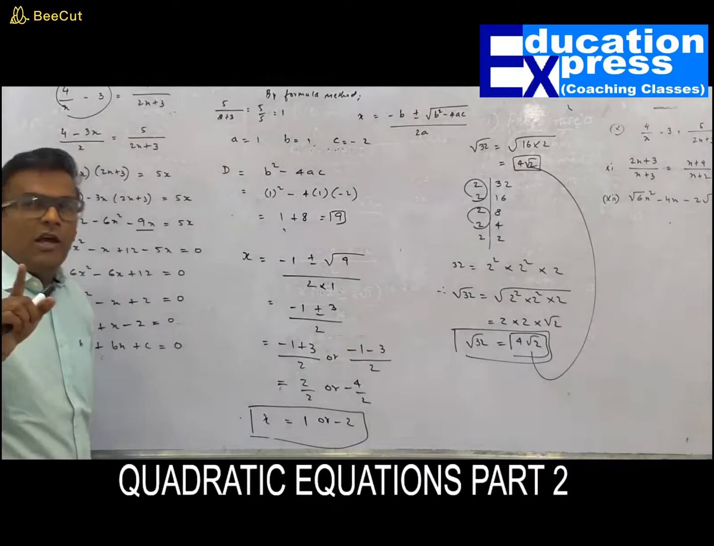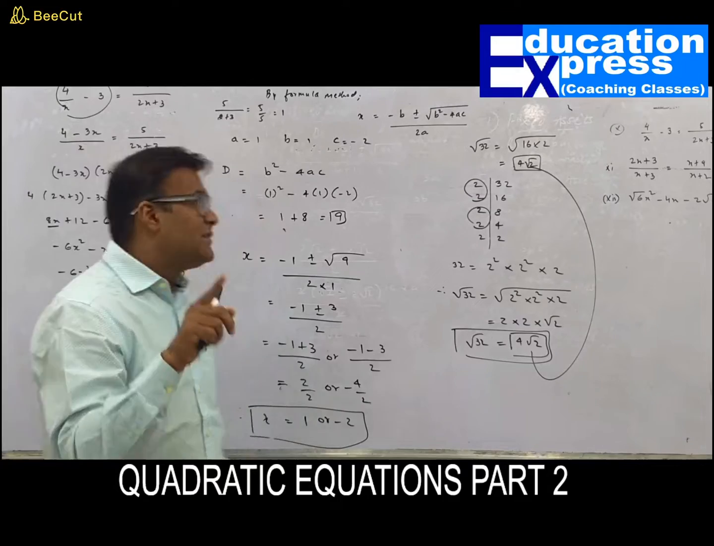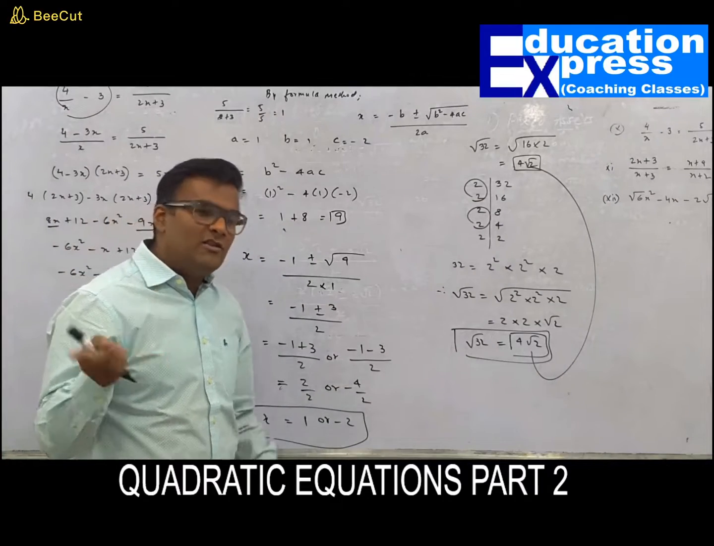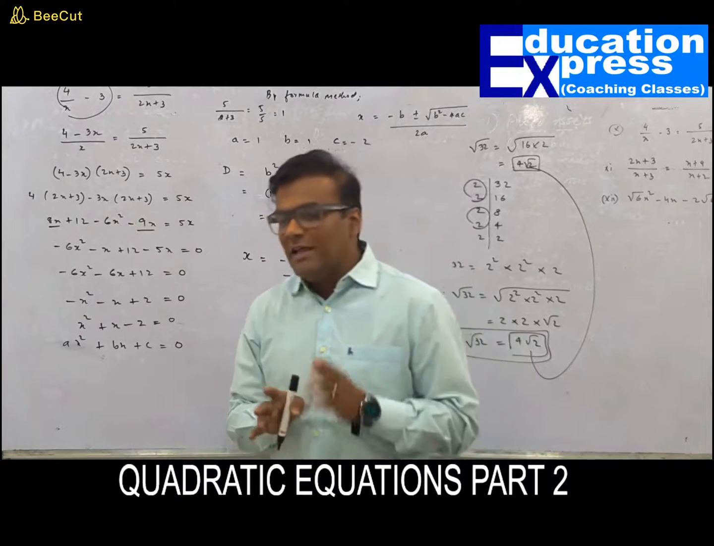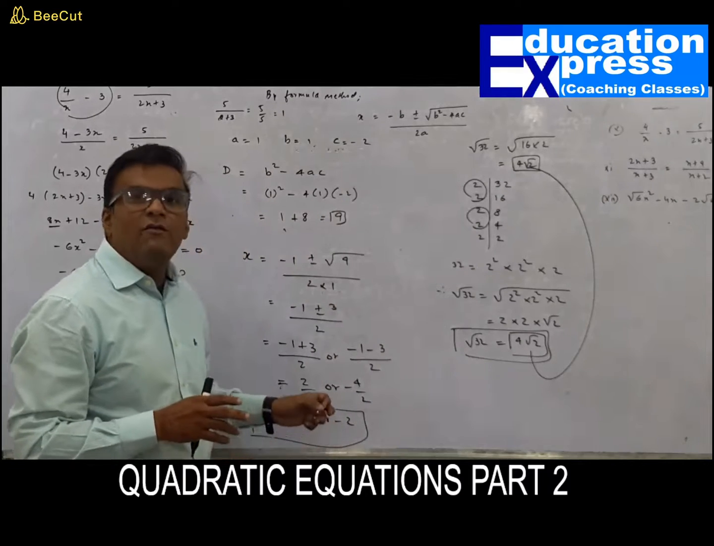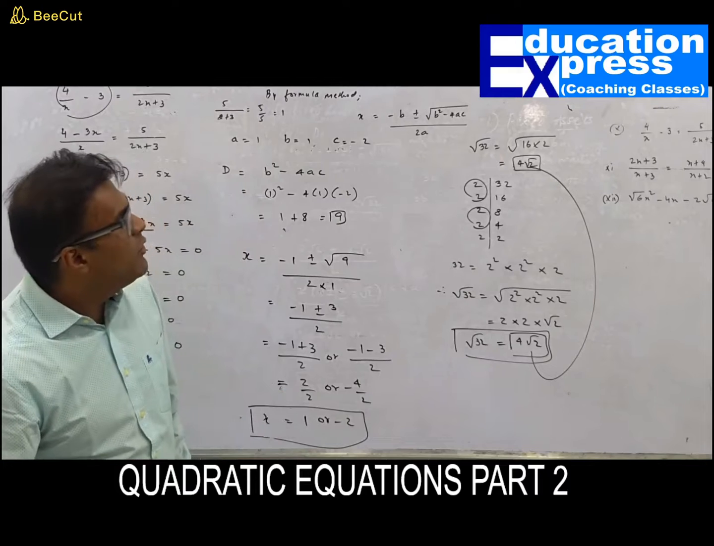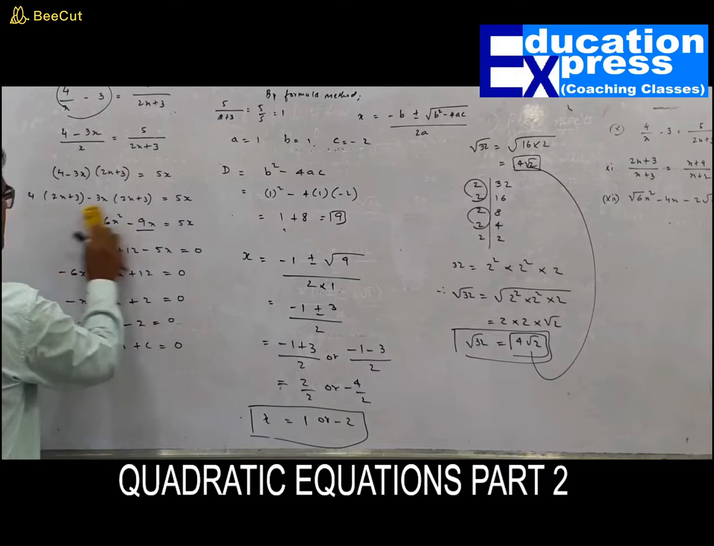In the same way, if you try the value of x as minus 2 and substitute it over here, you will get the same answer, that LHS equals RHS, which is a testimony of the fact that the roots we have found are absolutely correct. Let's move on to the next question. Question number 11.